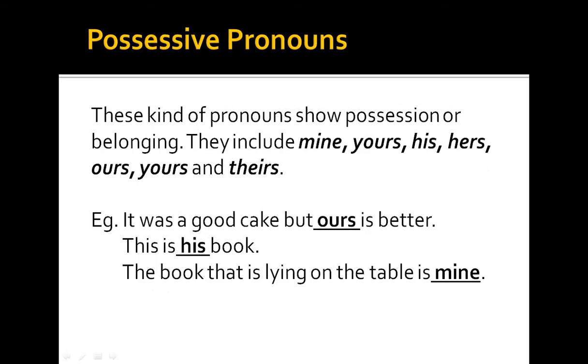Possessive pronouns. These kinds of pronouns show possession or belonging. They include mine, yours, his, hers, ours, yours, and theirs. Example: it was a good cake, but ours is better. This is his book. The book that is lying on the table is mine. Now, these pronouns show possession, that this particular object belongs to you, that it is your property. Like, this is his book. This book is his property. It belongs to him.